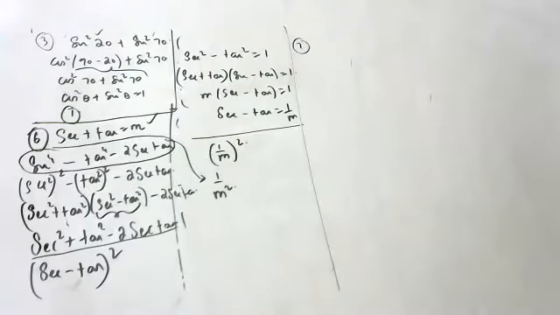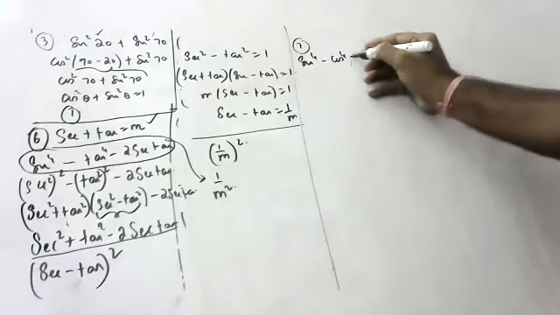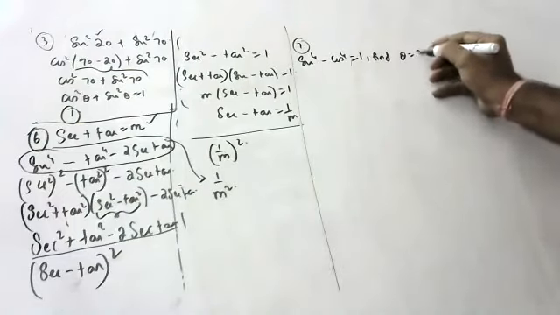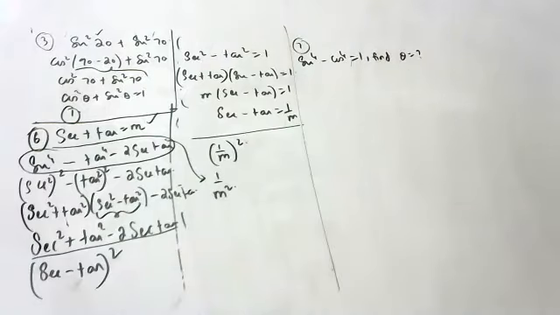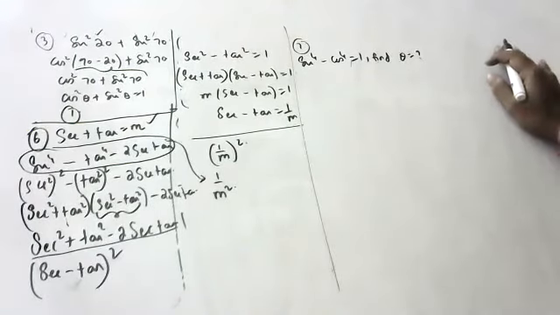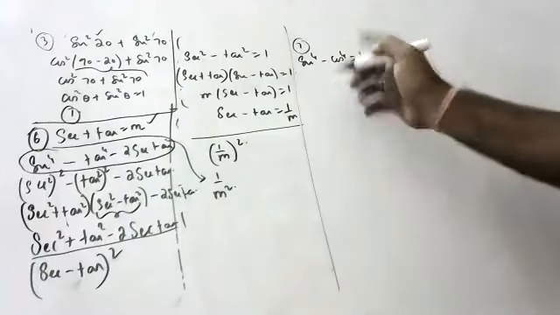Question is like that, children. Sin 4 minus cos 4 is equal to 1. Find theta. Okay. Who will tell this sum? Srija, you will tell.